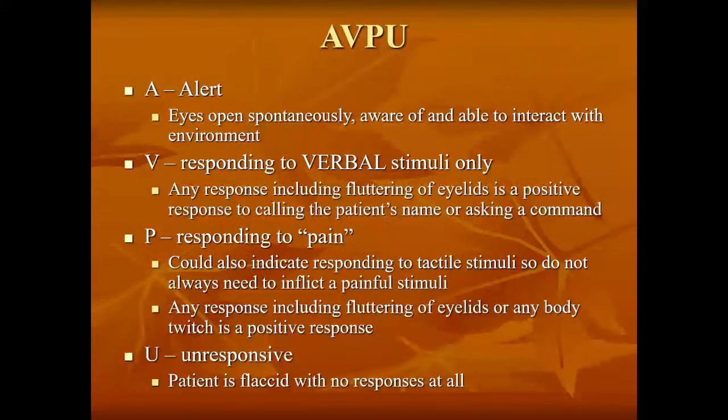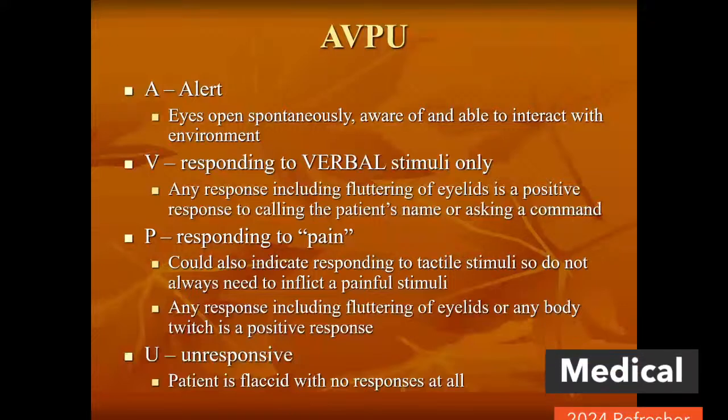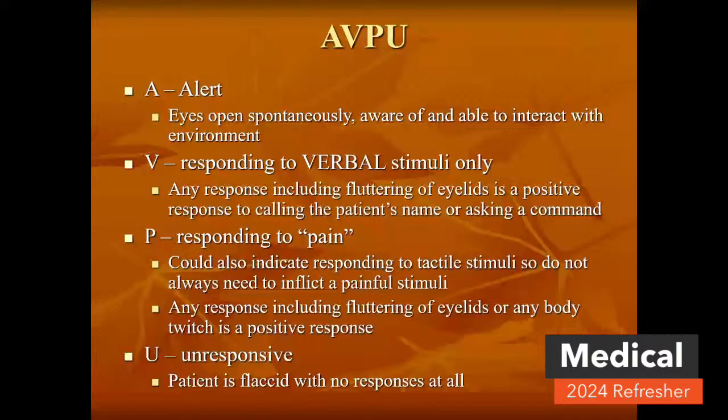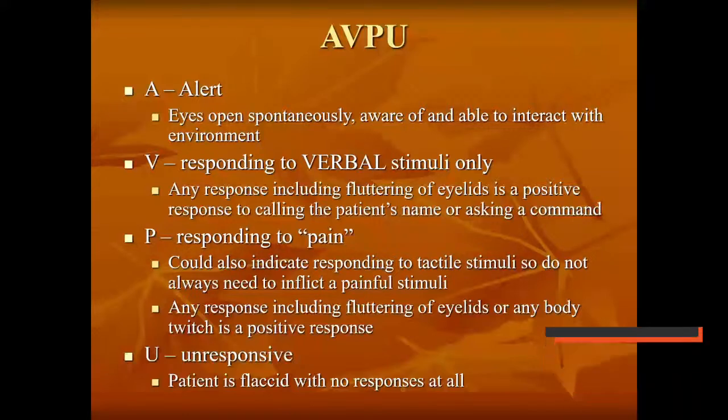This is just a quick thing to do, this AVPU mnemonic. We look for alertness. So alertness is eyes open spontaneously. And the key for alertness versus being awake is that they're aware and able to interact with the environment. Somebody that is in a catatonic state can have eyes opening, they can appear to be awake, but they can't interact with their environment. And then verbal response: can the patient just speak to you? Do their words make sense?